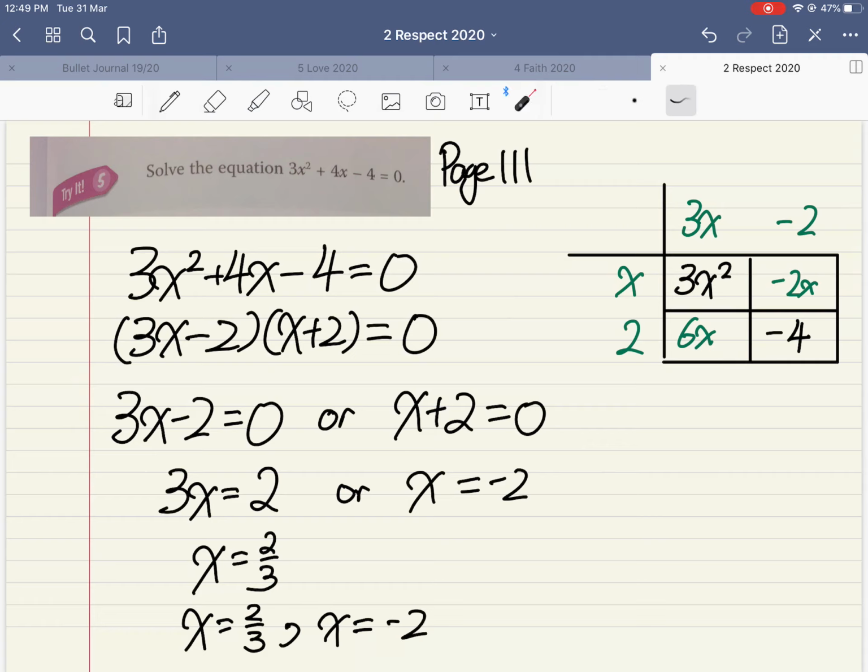Now, if you can take some time to pause the video and attempt to substitute these two values into the given equation.